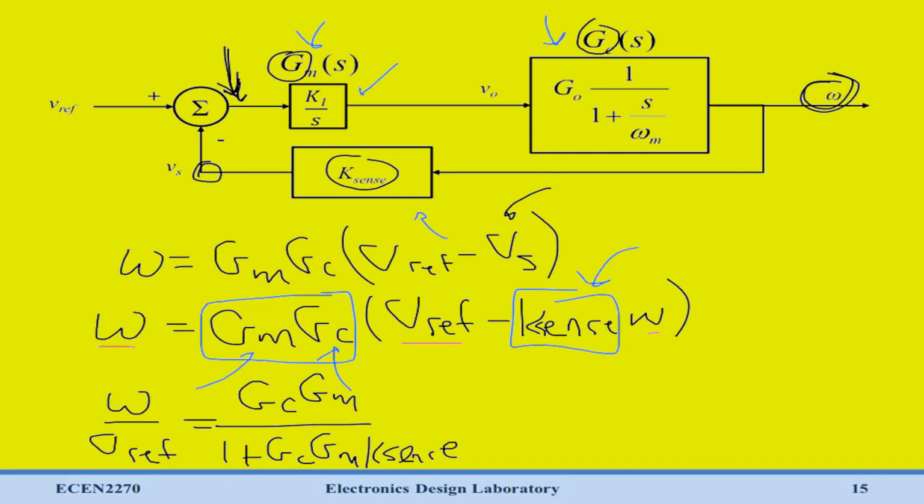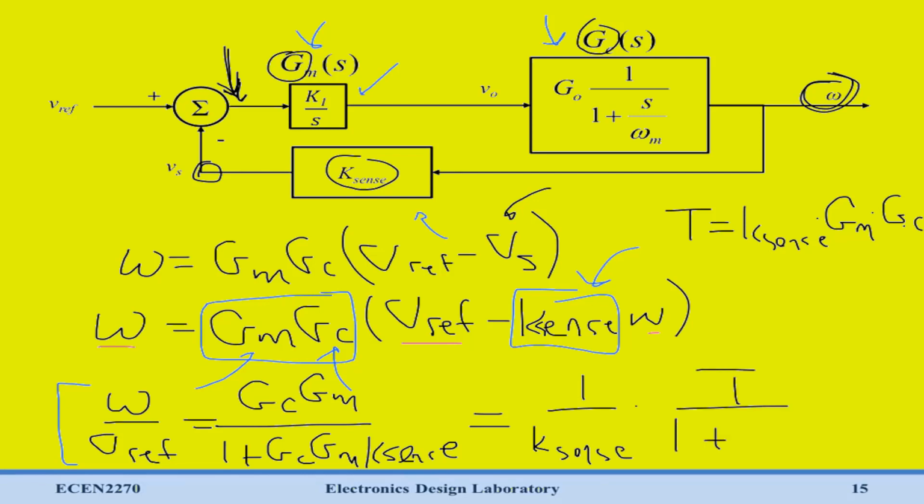And that's our final relation between omega and Vref. Now if we just define a quantity, we're going to find T. We'll just write up here, we're going to find T equals K-sense times GM times GC. Then we can write this equation down here a little bit simpler. And that's going to be 1 over K-sense times T over 1 plus T. And that's our final equation for the relation between omega and Vref.